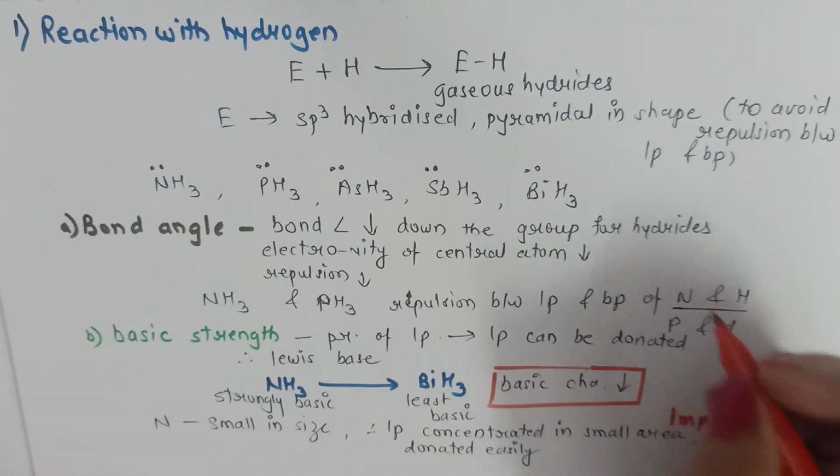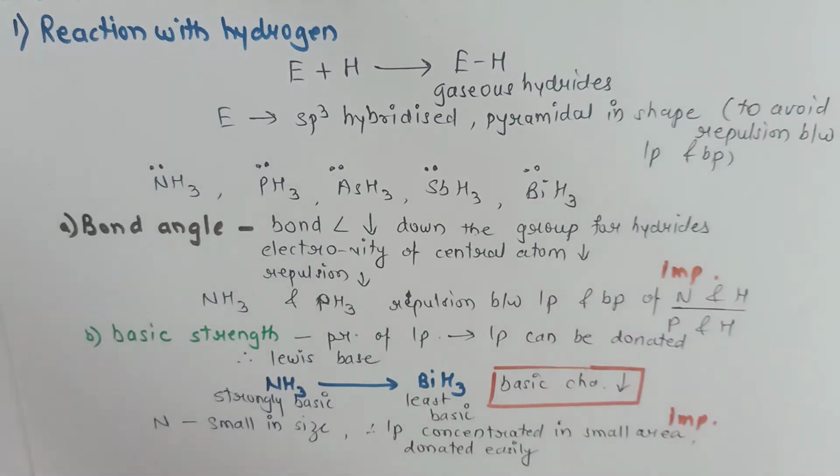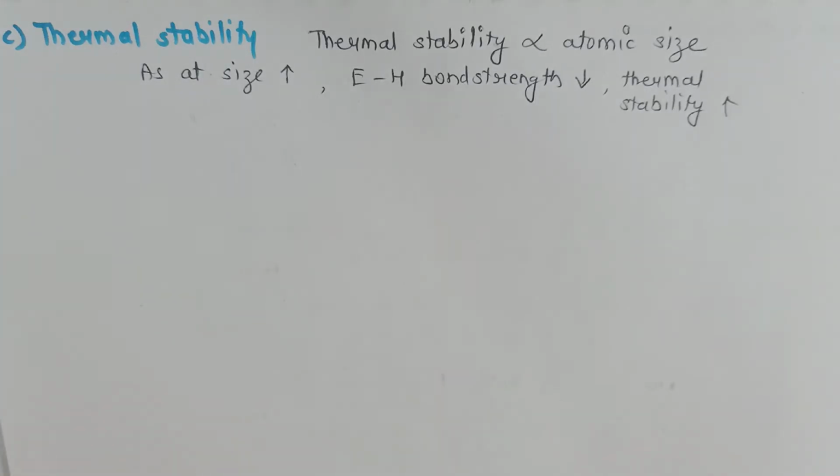Again, this one also for the bond angle. The next characteristic is thermal stability. Now, what do you mean by thermal stability? Thermal stability means on providing heat, whether the given compound will dissociate or decompose easily or not. That is what we call thermal stability.